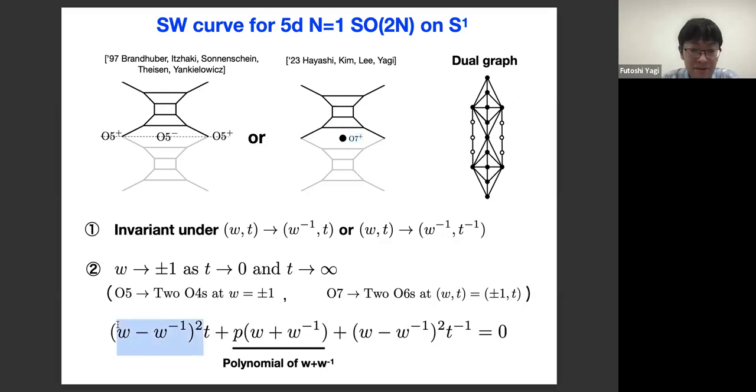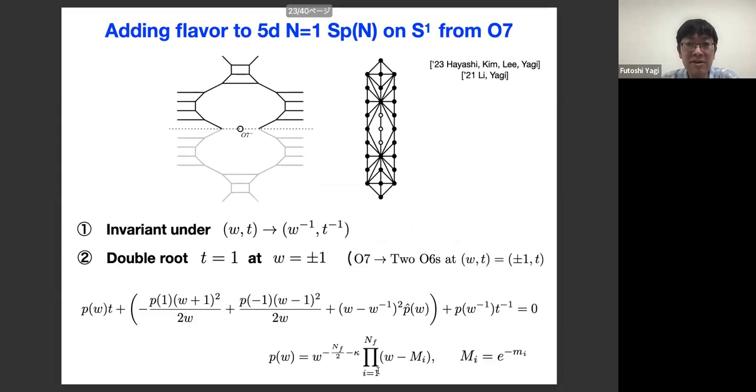And this corresponds to the condition like W equals +1 or -1 when T goes to 0 or T goes to infinity. By the way, W is the vertical direction, and W equals +1 or -1 means the position of the O7+. And T equals 0 or infinity is left or right. Because of this, by imposing these two boundary conditions, we can write down the structure of the Seiberg-Witten curve in this way. And we can do a similar thing for 5D Sp(N).